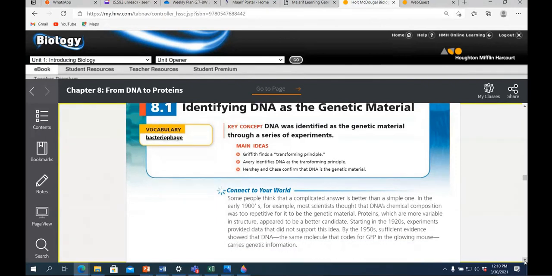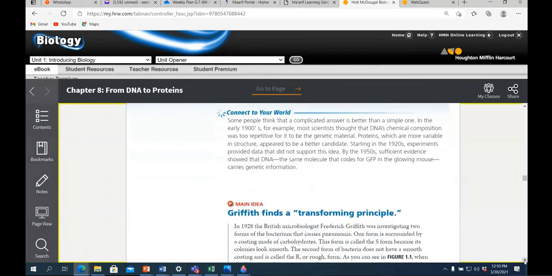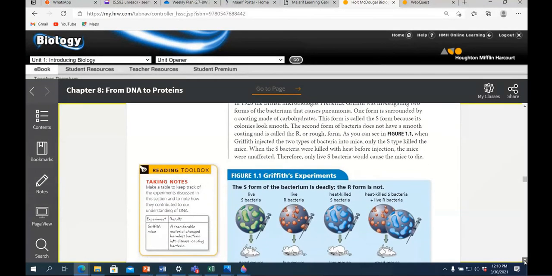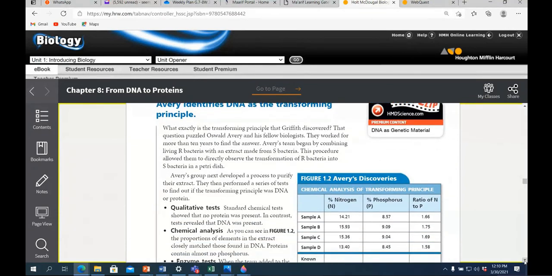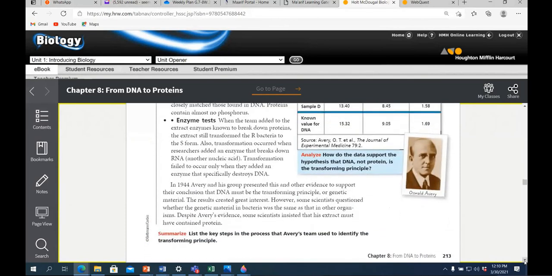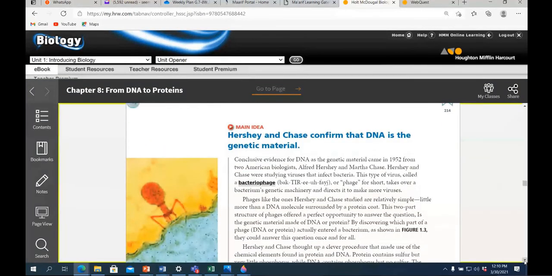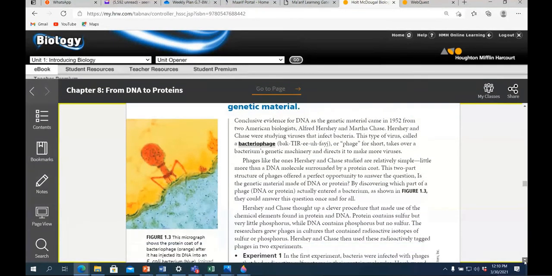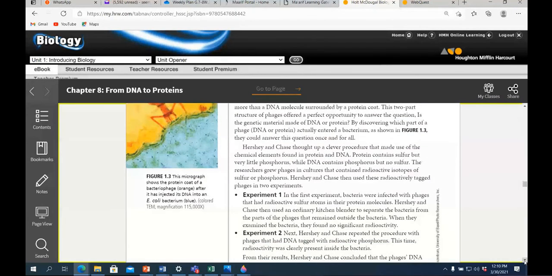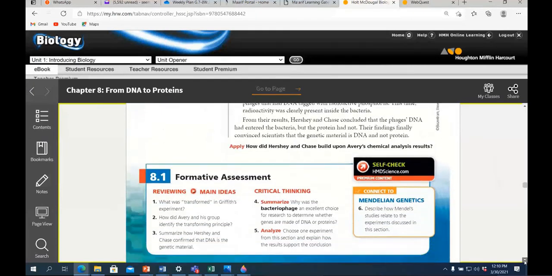Let me summarize or wrap up the topic. The key concept for this topic is that DNA was identified as the genetic material through a series of experiments. We discussed the experiments conducted by Griffith on mice, and also Avery and his fellow scientists, who concluded that the transforming principle was DNA but not protein. Later the same conclusion was confirmed by Hershey and Chase when they conducted their experiment on a bacteriophage. It was clear to them that the transforming principle is DNA, not protein. They conducted two experiments to come to this conclusion.